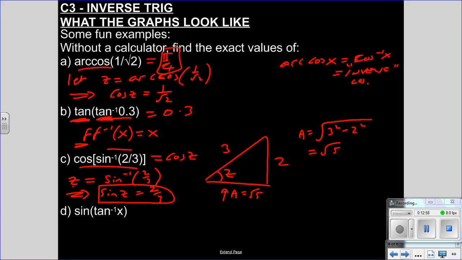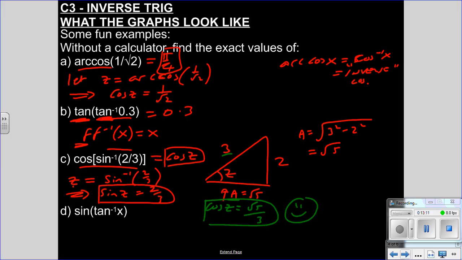So let's go back to the original question. What was cos z? Well, cos z, you can see, is the adjacent over the hypotenuse, root 5 over 3. Ta-da! Really nice.